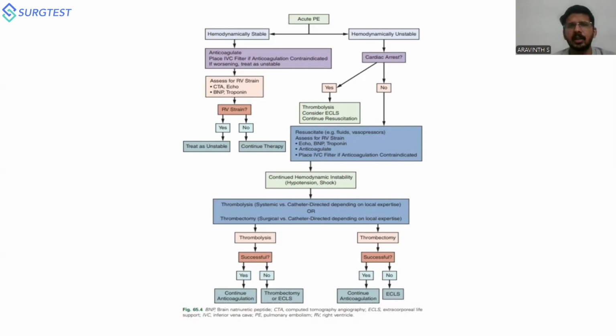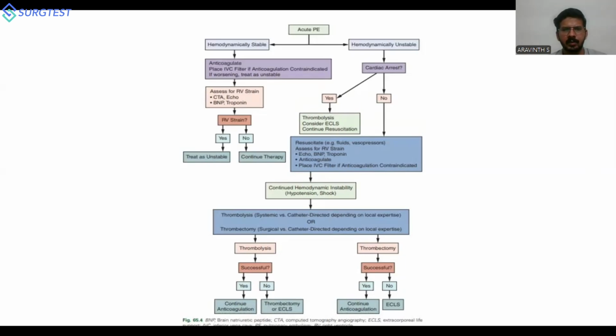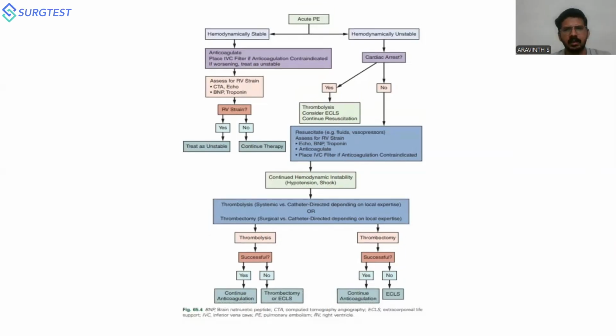Once the patient is not in cardiac arrest, you resuscitate, you assess for all the features of RV strain, the echo and biomarkers I told you. And if the patient continues to remain hemodynamically unstable despite resuscitation and all that, then my management would be to move towards thrombolysis and mechanical thrombectomy accordingly.